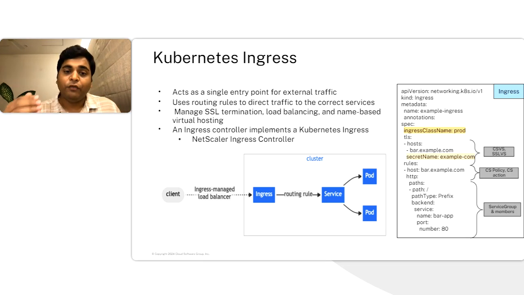Each Ingress proxy vendor is responsible for implementing its own logic to support Kubernetes Ingress. For instance, NetScaler provides the NetScaler Ingress Controller, which is deployed within the Kubernetes cluster and integrates with NetScaler to automate traffic management configuration.